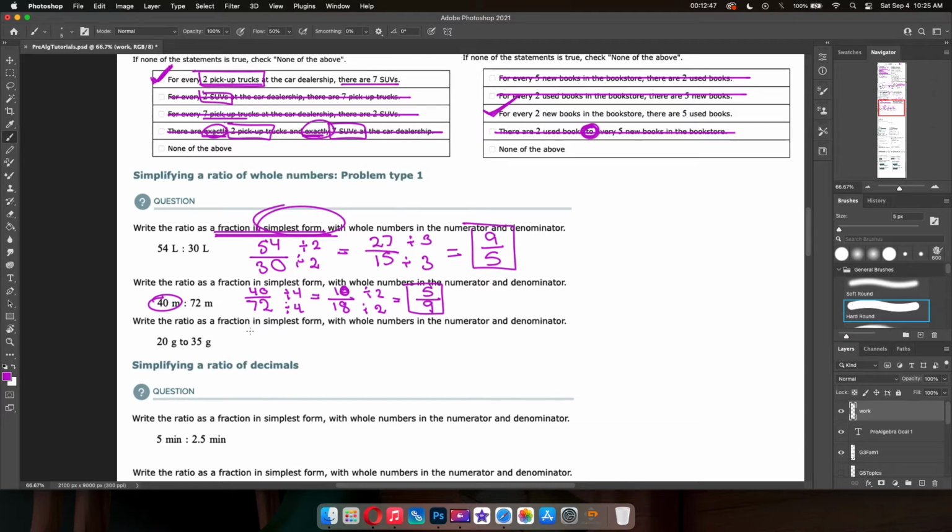Next, we have 20 goes on top because 20 is first, and then 35 goes on bottom. Now, these are not both even numbers, but I happen to know these are both divisible by 5 and divisible by 5. So let's see here. 20 divided by 5 is 4. 35 divided by 5 is 7. And can that be simplified, or are we done? Yeah, that can't be simplified. And that's how you're going through.